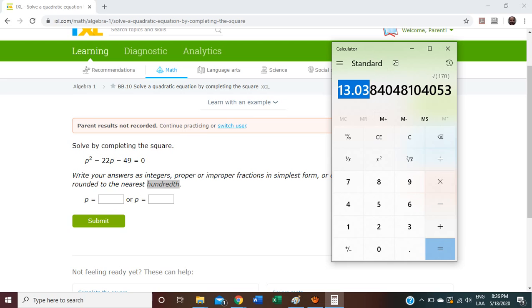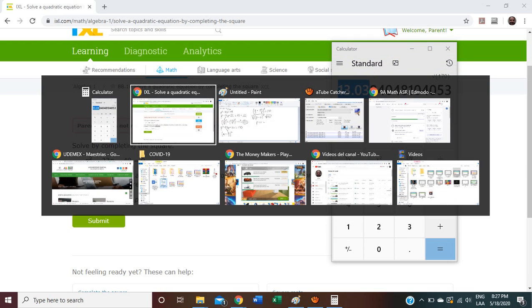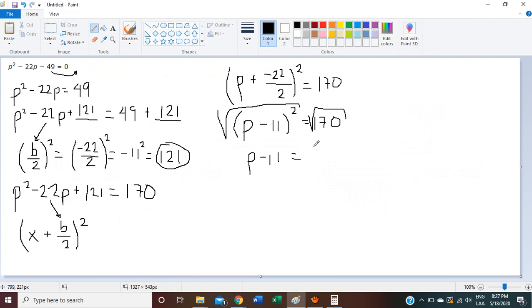And to decide that, we need to look at the third number after the decimal point. If it is 5 or higher, which it is, it is going to be a 4. If it were lower than 5, it would be a 3. Okay, so the answer is 13.04, because it is going to be rounded.